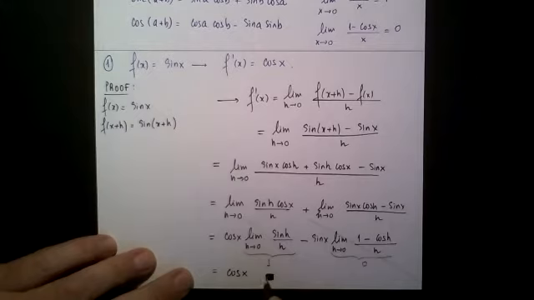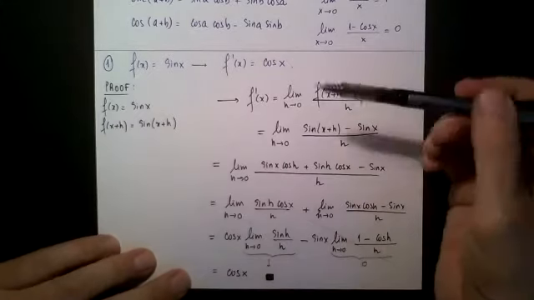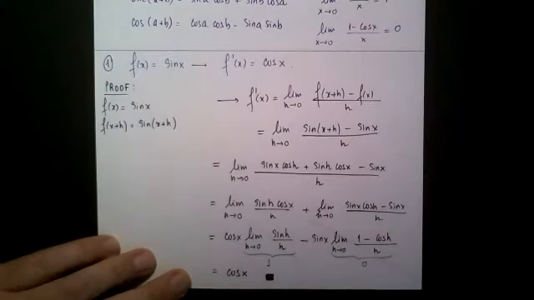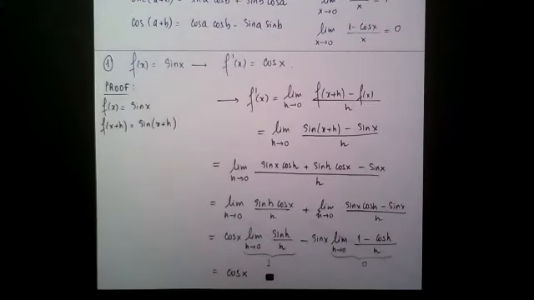Okay, so we just showed that the derivative of sine x, so if f of x is sine x, then f prime will be cos x. We just showed the derivative is cos x. Are there any questions?